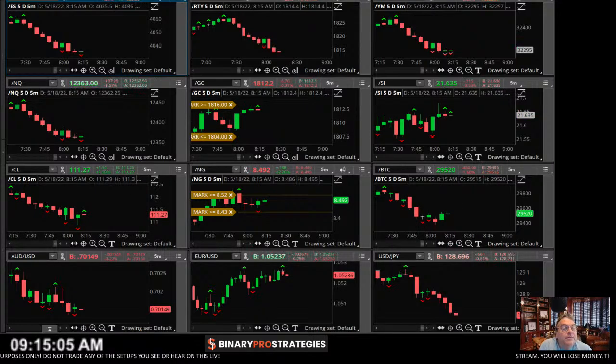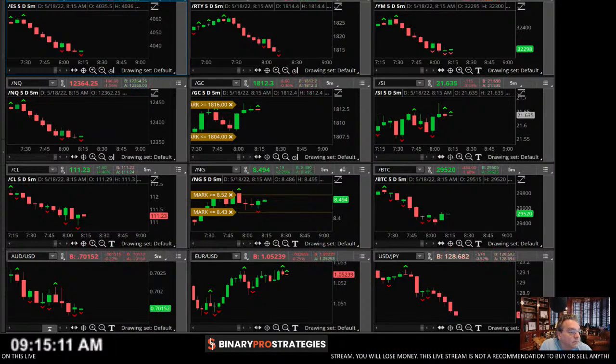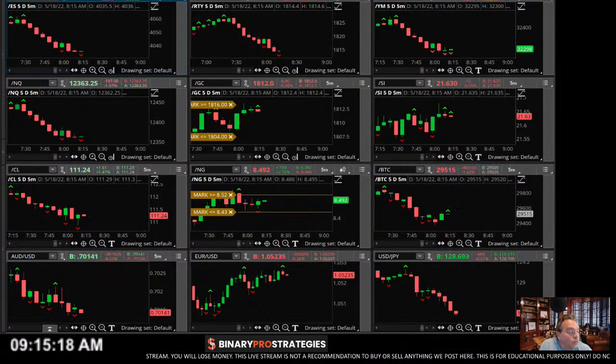Okay, getting on the Aussie US, we are getting a short at 70.17. 70.17 short on the Aussie US.